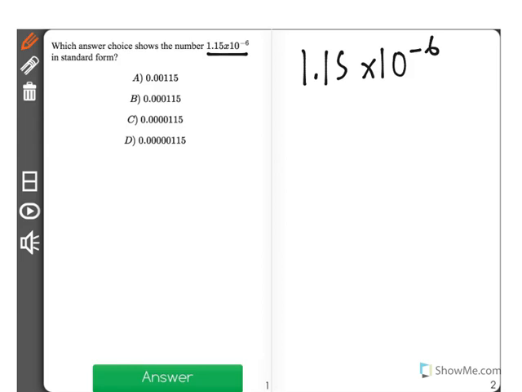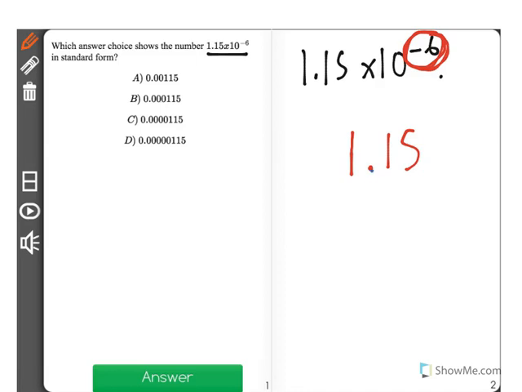Now converting is actually pretty simple. What we're going to do is take the number 1.15, and here we see negative 6. When I see negative, I know it means that the number is getting smaller. So that means the exponent is going to tell me how many places I need to move my decimal point. Here I see negative 6, and negative means it's getting smaller.